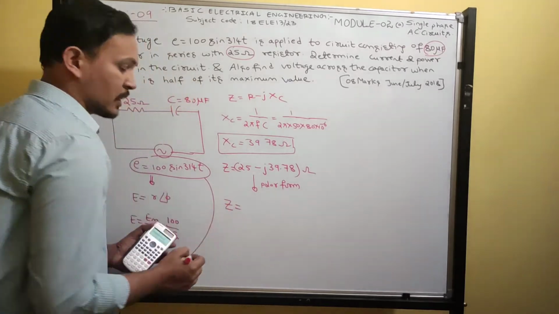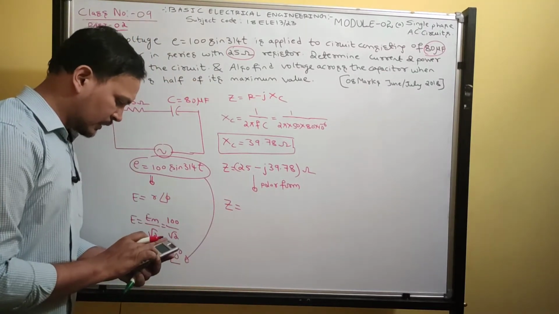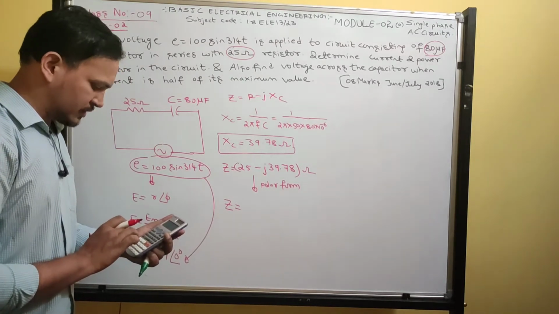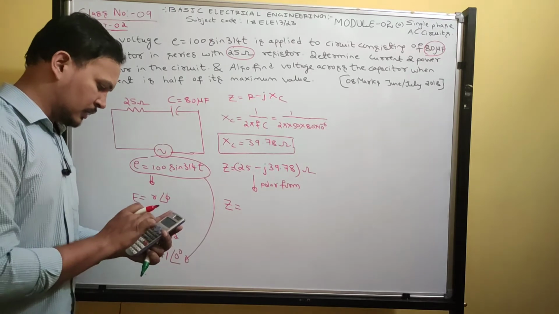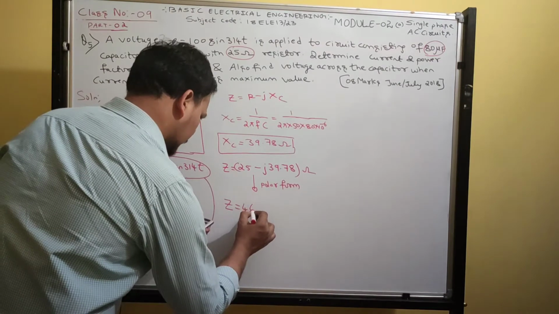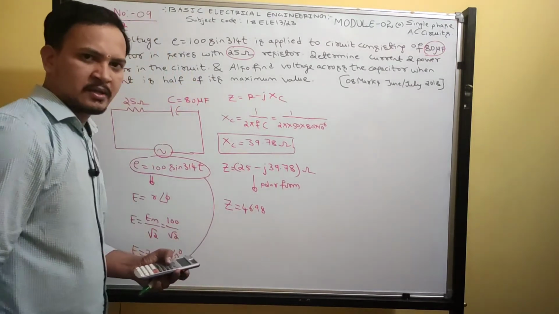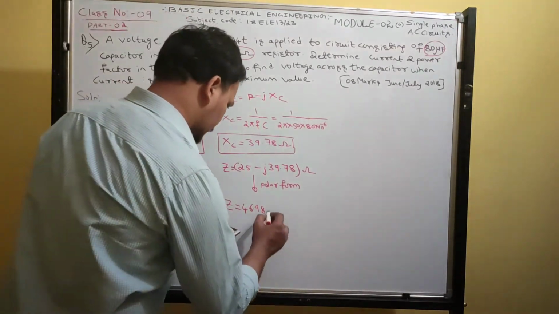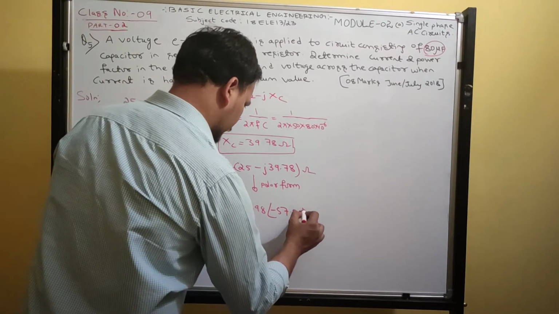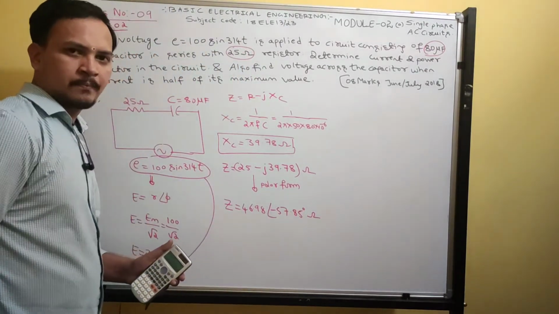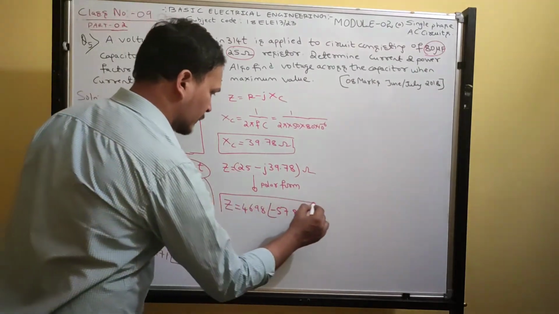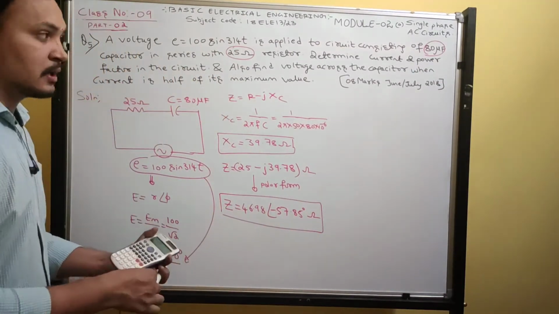So that impedance will become R at an angle pi. I am doing that now: 25 minus 39.78 j gives in polar form 46.92. You got the same answer? Okay, at an angle of minus 57.85 degrees. You got the angle also the same? I hope you will get the same answer. So this is the impedance. Now calculate the first question.